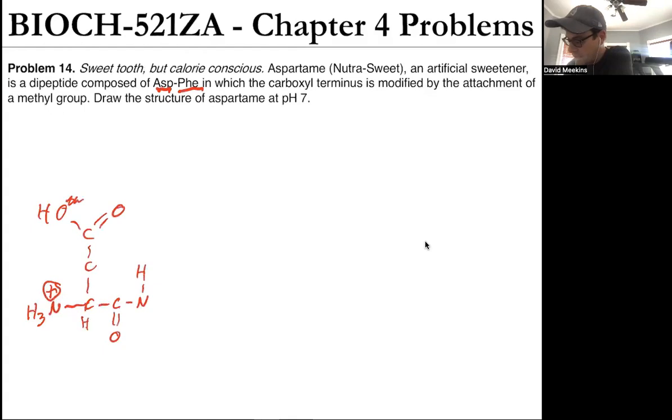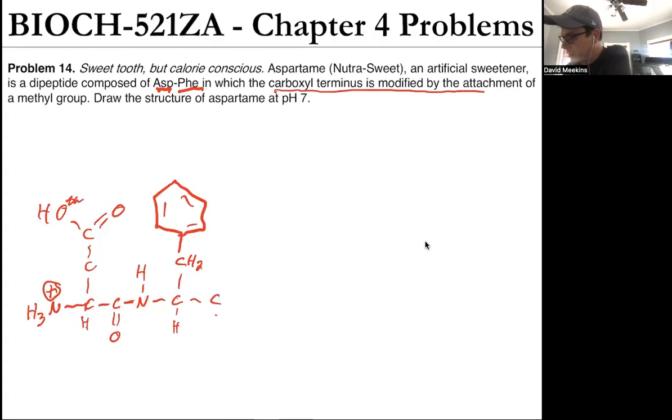So that's the peptide bond right here. And then we're going to get phenylalanine. So that's going to be C, CH2. And then we're going to draw the benzyl ring. Okay, so this C is attached to a hydrogen. And then we have C. So the carboxyl terminus is actually modified by the attachment of a methyl group. What that means is there's going to be a C double bonded O, and then O, and then CH3. So this is the fully protonated form of aspartame.